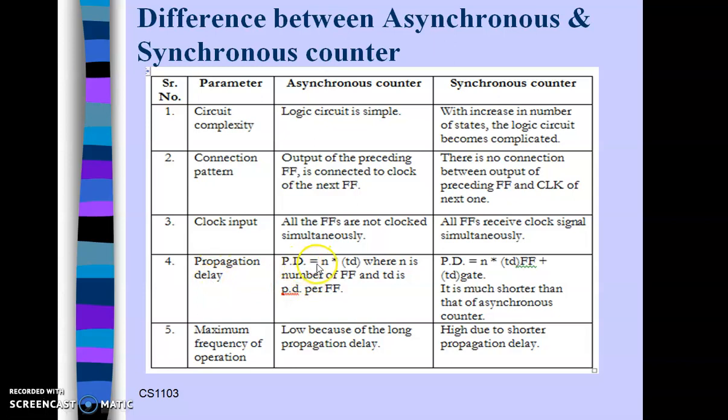Next is propagation delay: in the asynchronous counter it is n into TD, where n is the number of flip-flops and TD is the propagation delay per flip-flop. In the synchronous counter it is TD of one flip-flop plus TD of the gates, so it is much shorter than that of the asynchronous counter. So in an asynchronous counter there is an increased propagation delay, which is why it's slower than the synchronous counter. Last, maximum frequency of operation is low in the asynchronous counter because of the long propagation delay, and high in the synchronous counter due to the shorter propagation delay. So this is the major difference between asynchronous and synchronous counters.